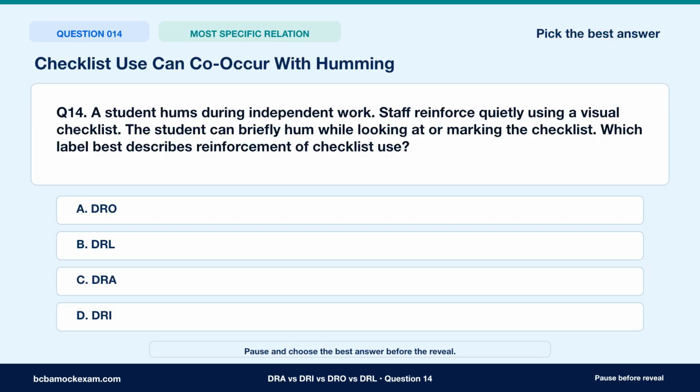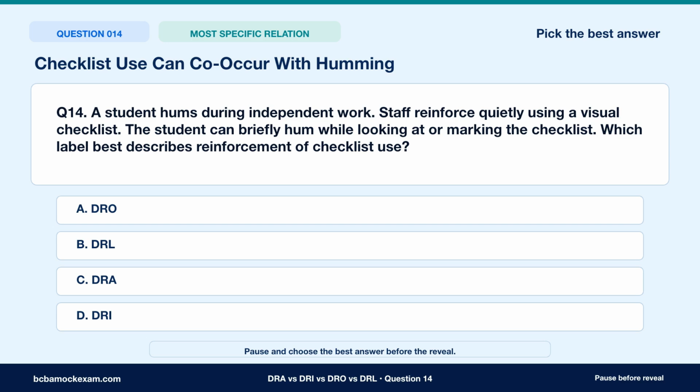Question 14. A student hums during independent work. Staff reinforce quietly using a visual checklist. The student can briefly hum while looking at or marking the checklist. Which label best describes reinforcement of checklist use? The choices are A. DRO, B. DRL, C. DRA, D. DRI.